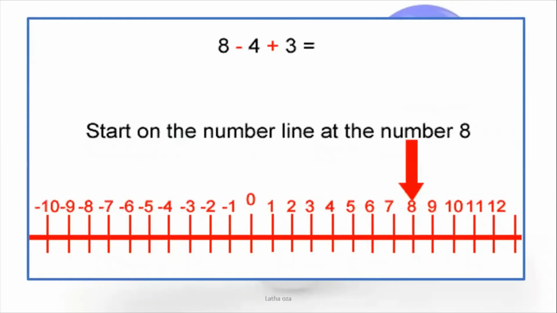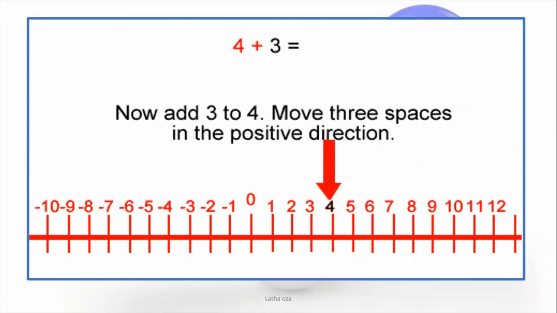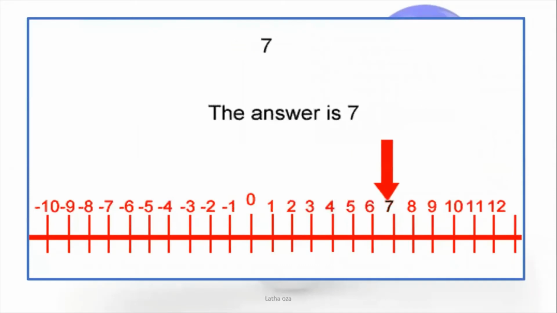Start on the number line. Subtract 4 from 8. Move 4 places in the negative direction. Subtract 4 and move 4 to the negative, then move 3 spaces in the positive direction. Answer is equal to 7.